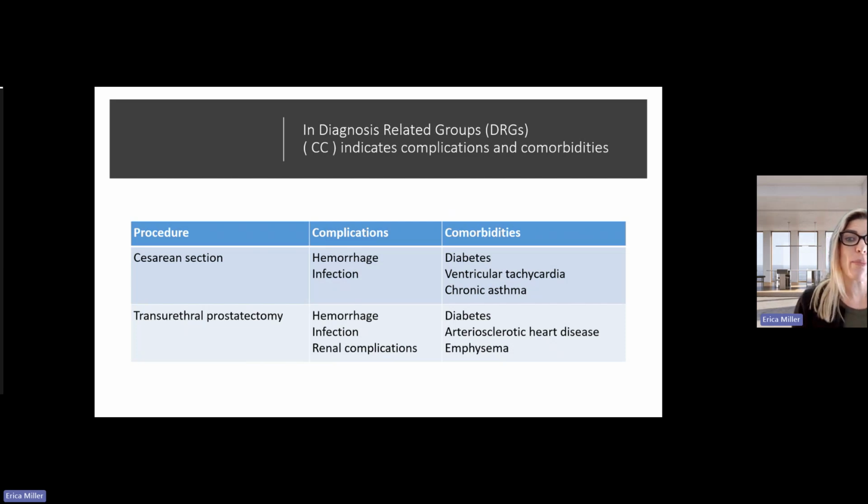Okay, so comorbidities could be diabetes, chronic asthma, emphysema, heart disease. Those are additional diagnoses that a patient has, chronic conditions that are affecting the outcomes of this standard procedure. So cesarean, C-sections, transurethral prostatectomy, so basically that's just a removal of the prostate via the urethra, and a C-section. Those services or those procedures happen all the time for whatever reason.